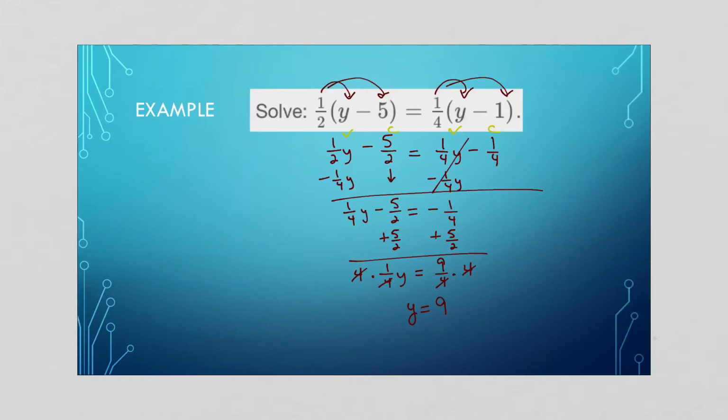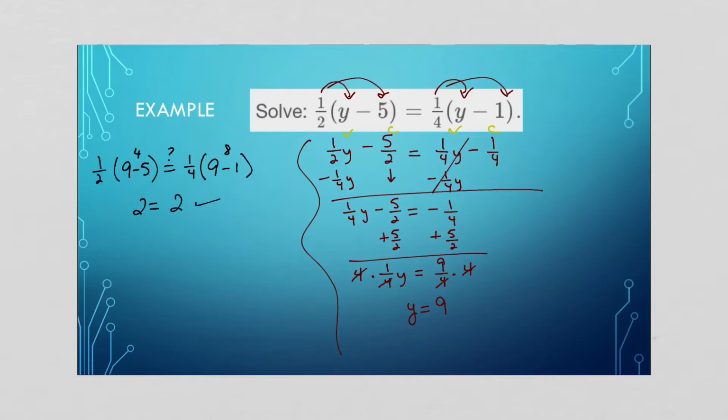And so to check my work, let's go over here to the left-hand side again. So I've got 1/2 times 9 minus 5. Does that equal 1/4 times 9 minus 1? 9 minus 5 is 4. Half of 4 is 2. 9 minus 1 is 8. 1/4 of 8 is 2. So look at that. This does work. This is our answer.